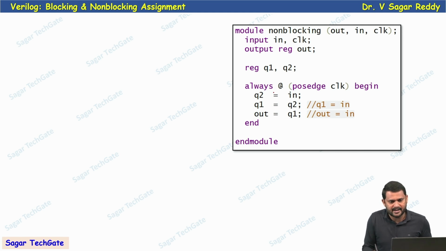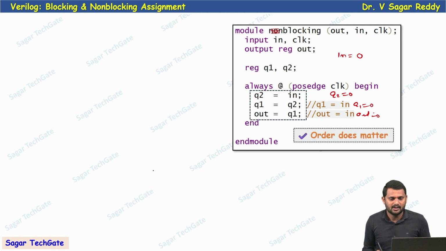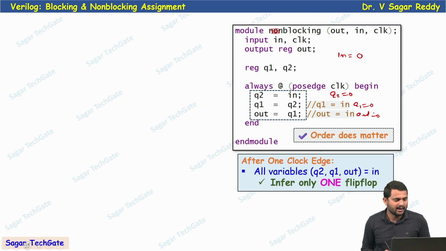This non-blocking, this actually blocking. Okay, example. Now see here, Q2 equal to in. Assume that in equal to 0. So Q2 how much? Q2 equal to 0. Q1 how much? Q1 equal to 0. Out equal to how much? 0. So it infer how many flip-flops? Only 1 flip-flop. It hold only one value, that is a 0. Clear? It infer only 1 flip-flop because all variables Q2, Q1 hold only in.